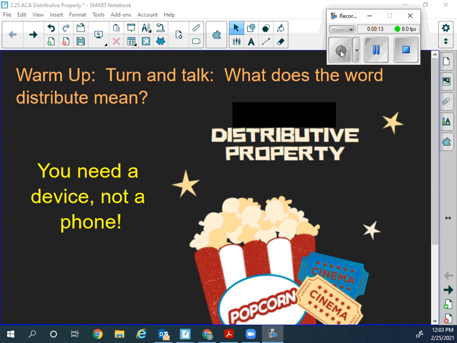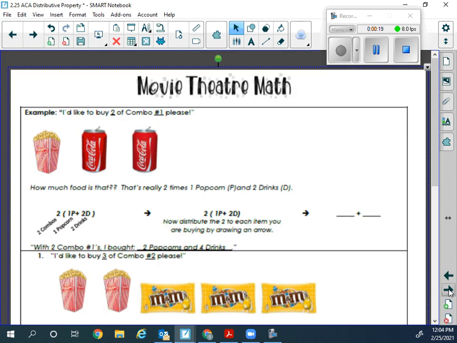Okay, so the word distribute means to pass out, right? Take a look. If you went to the movies, you guys on the paper? If you went to the movies and you said, I'd like to buy 2 of combo number 1. So you can see that combo number 1 has a popcorn and 2 Cokes, right?